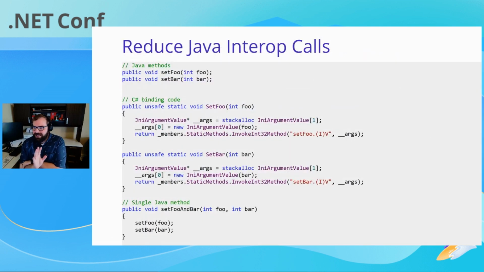Here's another good example. So I talked briefly about the cost of calling from C Sharp into Java, and this illustrates that. So let's say you have 2 Java methods, set foo and set bar, and the C Sharp binding code for that looks like these other two methods here. Basically, it's going to P/Invoke right here, like a DLL import that calls into C, and then it finally gets into Java, right?